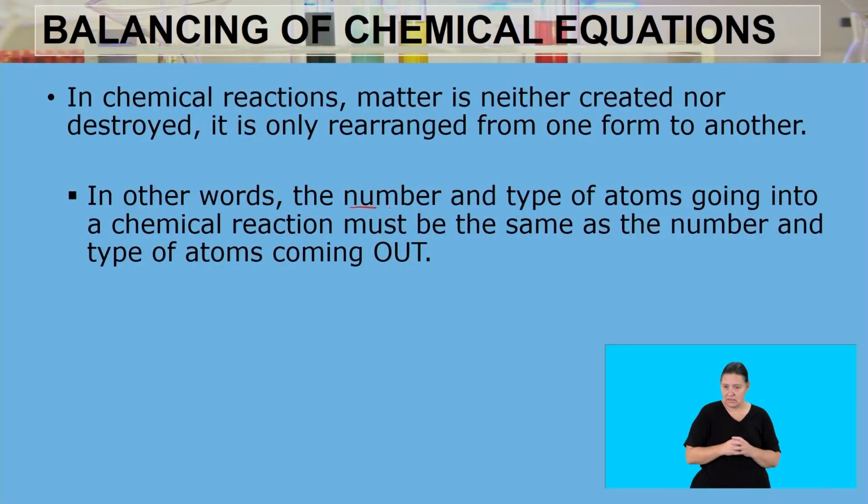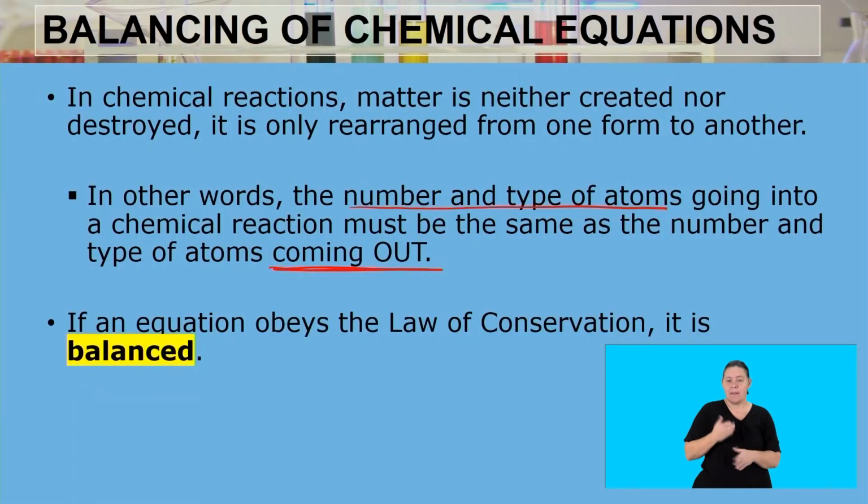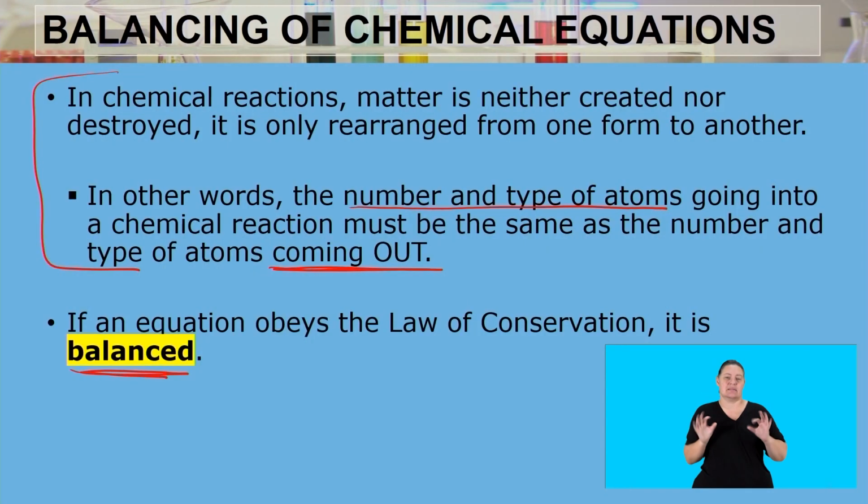So in other words, the number and the type, very important, the number and the type of atoms going into a chemical reaction must be the same as the number and the type of atoms coming out of the reaction. Like I said, we can't start with H2 together with O2, but end up with NaCl. Now it doesn't make sense. If an equation obeys the law of conservation, then it is balanced. So if we start with a certain type and number and end with the very same type and the very same number, then we can say that the equation is balanced.